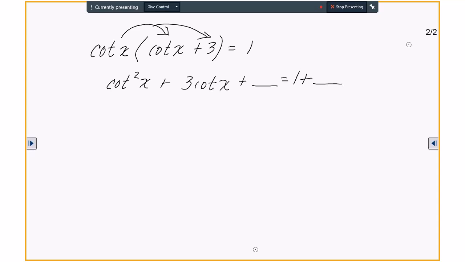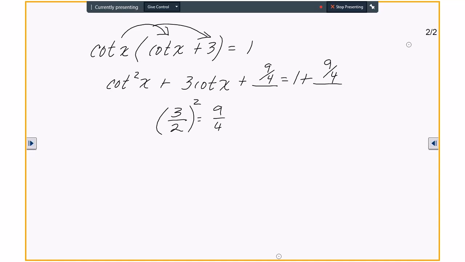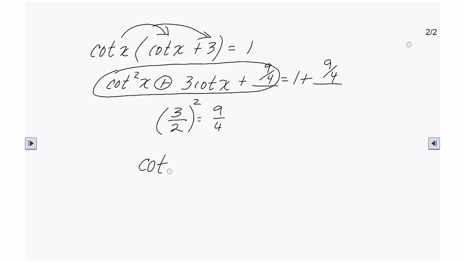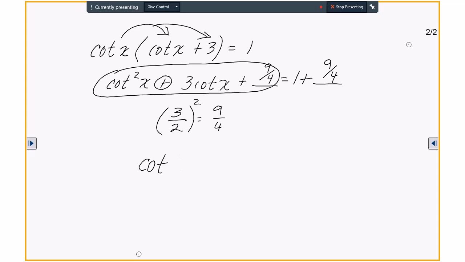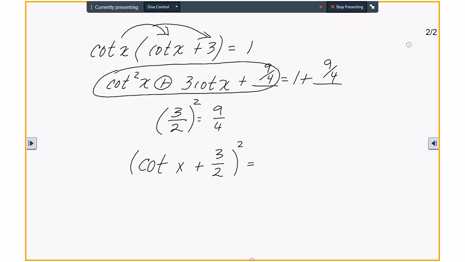Okay? So, what's half of 3? 3 halves. What's 3 halves squared? 9/4. So that gives us shortcut number 1 based on this guy. So that's going to be cotangent of x plus 3 halves squared equals 13/4.